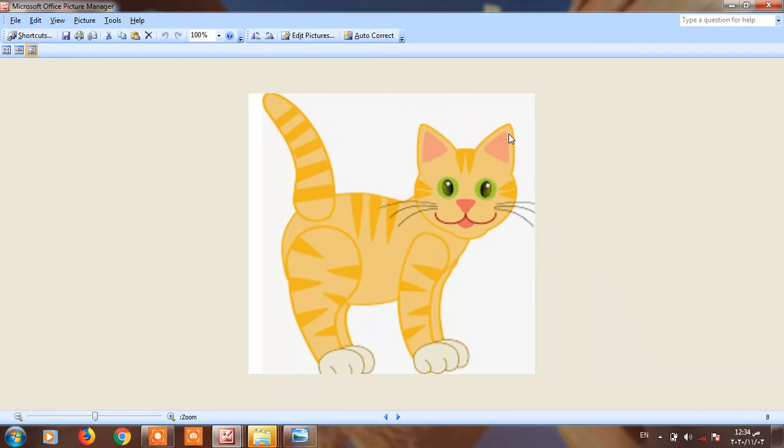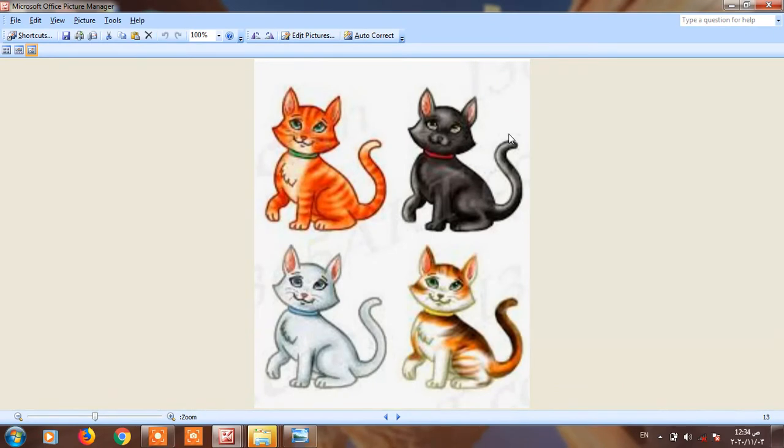Good job. Here, how many cats are there? Let's count. One, two, three, four. Four cats. So do we use there is or there are? Yes, there are. There are four cats.